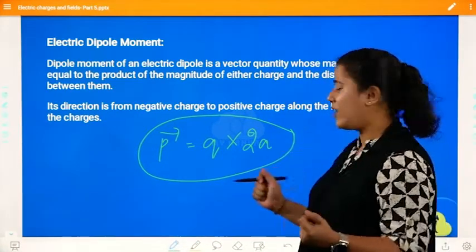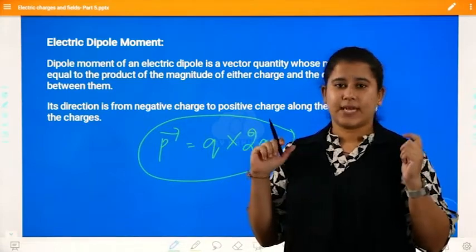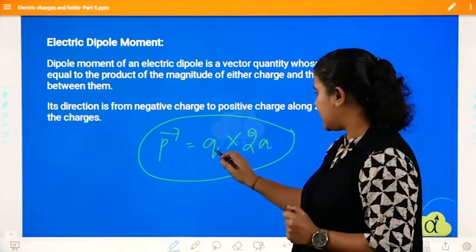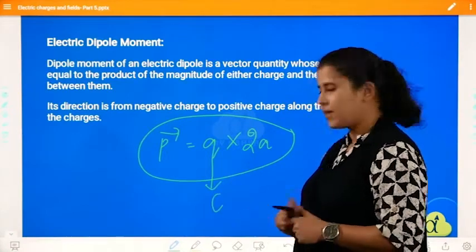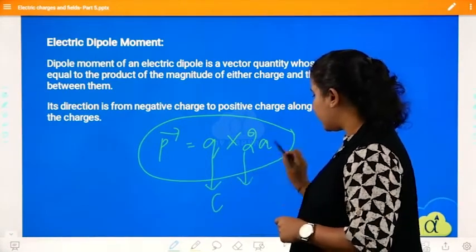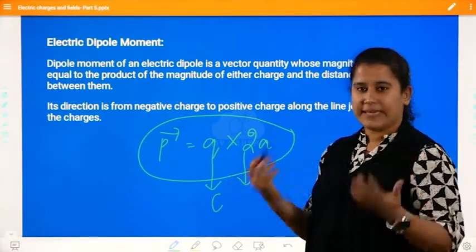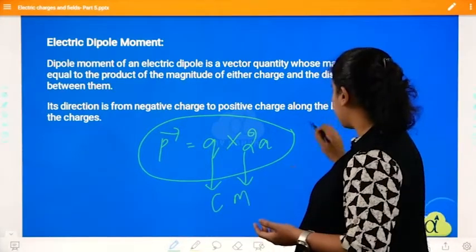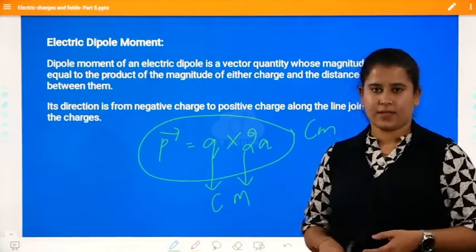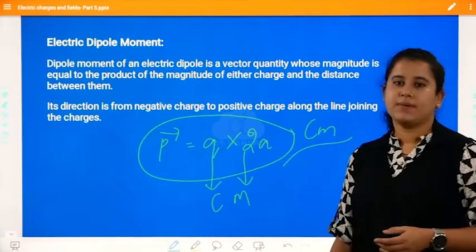And what can you say the SI unit of this is? Because see, Q means Coulomb. And what about this? We have length, which is meters. So what happens? The SI unit is Coulomb meter. Right? So the SI unit will be Coulomb meter.